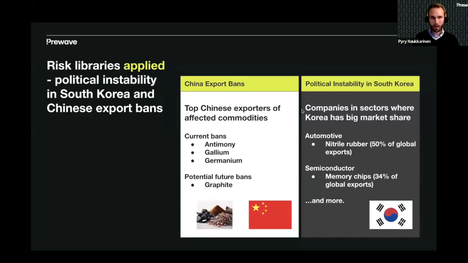In South Korea, we have a similar approach. As Mark already mentioned, we have cases like, for example, South Korea having a large share of global exports of something like nitrile rubber or semiconductor memory chips. So we would have Korean companies in this library who are exporting these products out of Korea.